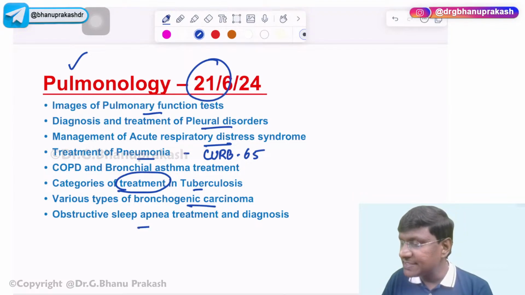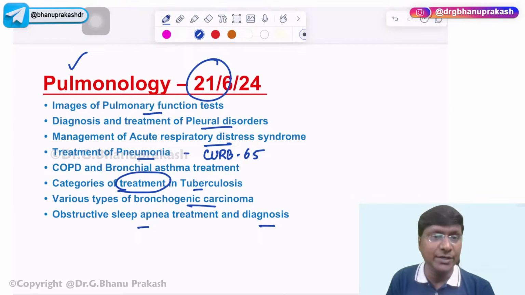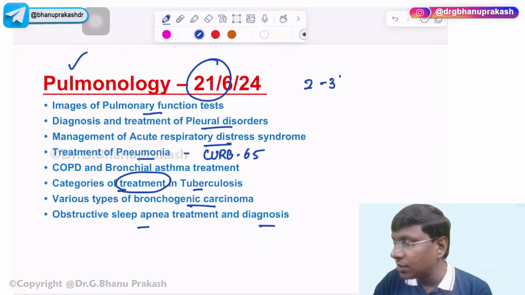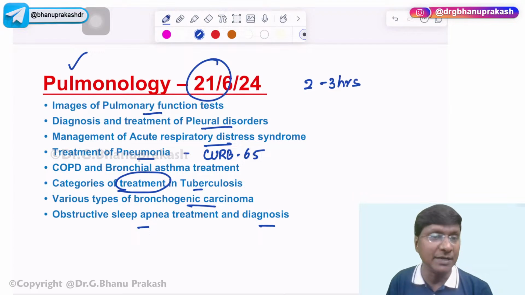Then obstructive sleep apnea, as well as how to diagnose, polysomnography, and how will you assess the severity on the polysomnography. And in the treatment, it is not only just CPAP, it is the surgical treatment, that is uvulopalatopharyngoplasty. So these are the things that you need to know in the pulmonology that you need to revise on 21st. You try to allot 2 to 3 hours for the pulmonology.